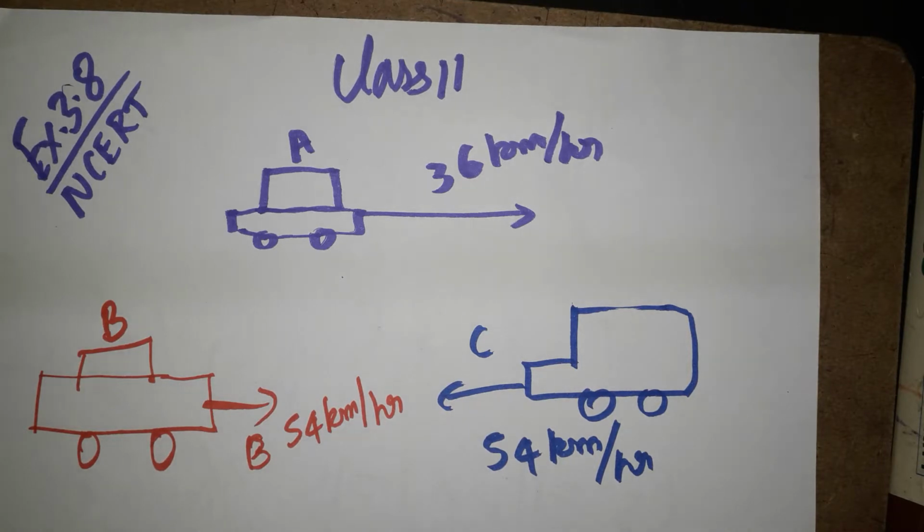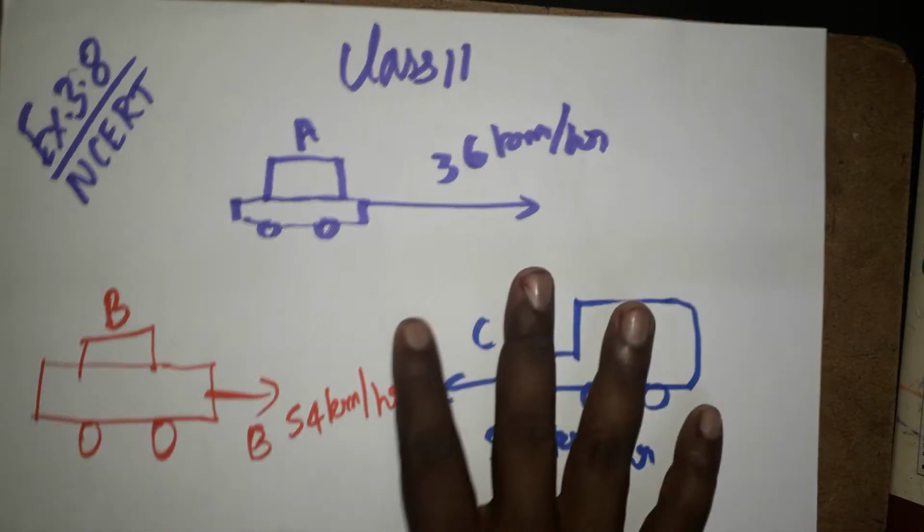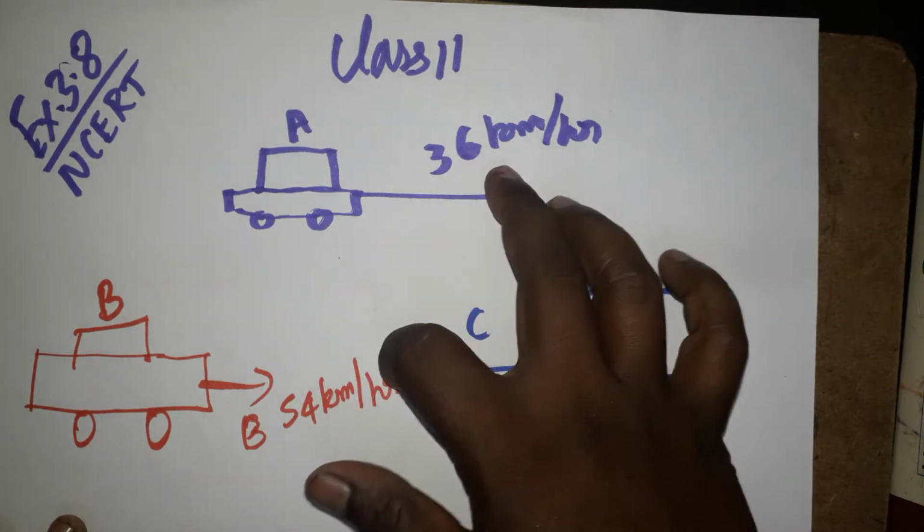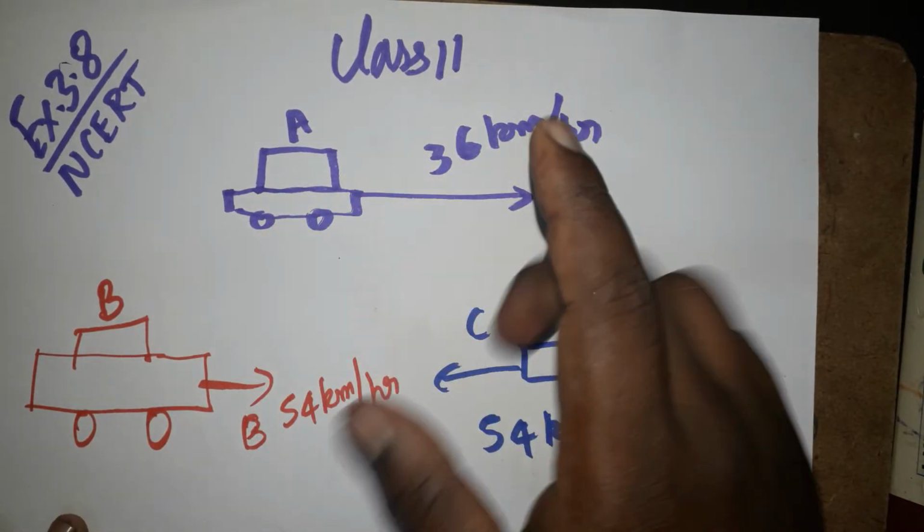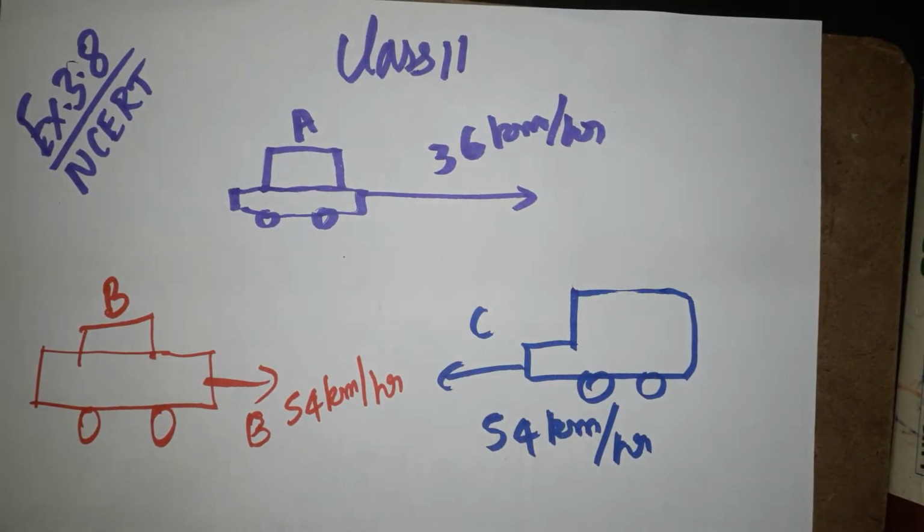Relative velocity. When you are solving relative velocity, you should keep one thing in your mind. When it is in the same direction, you have to subtract the velocity. When it is in opposite direction, you should add the velocity.